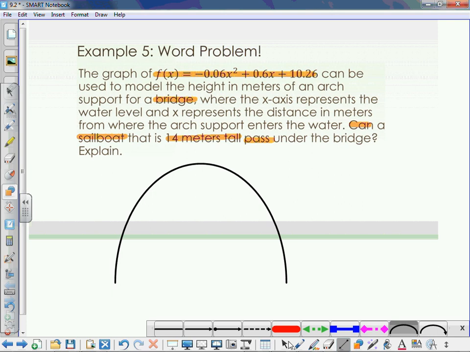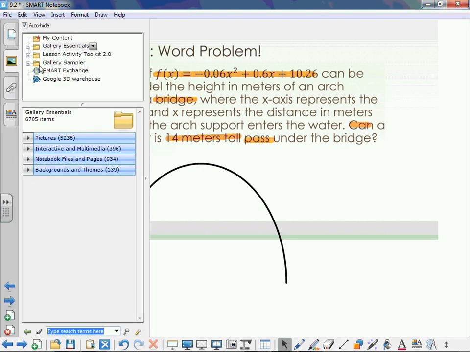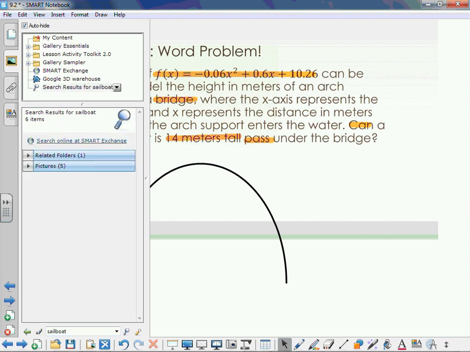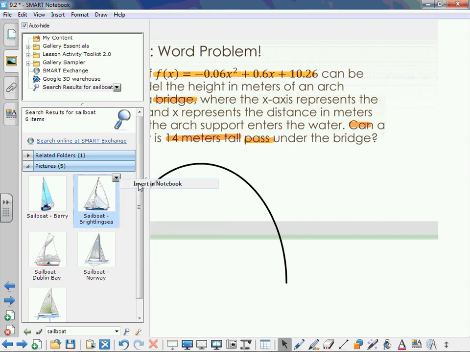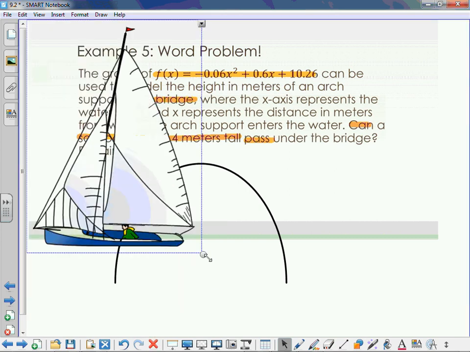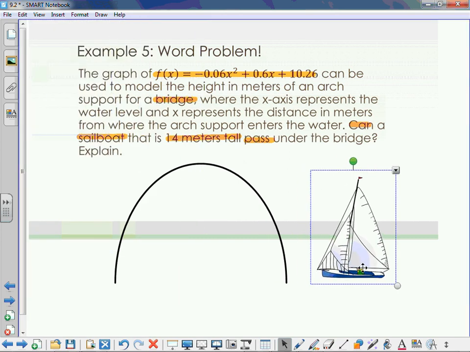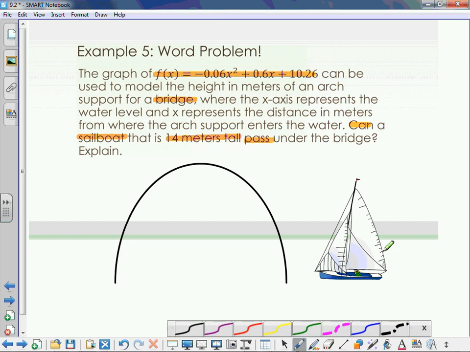We also have a sailboat. Let's see if I can get one instead of drawing it. Perfect. All right, here's my sailboat. Oop, that one definitely wouldn't fit. I'll leave some mystery behind it. We also know that the sailboat is 14 meters tall. So we need to find out if it would fit under the bridge.